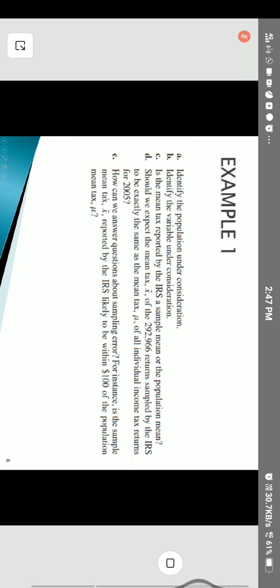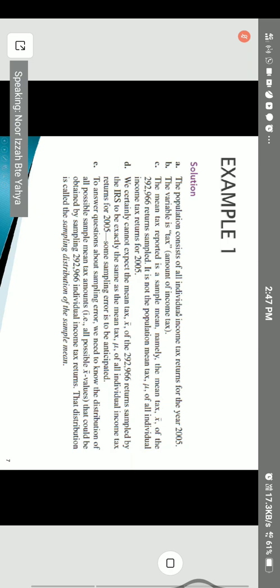X bar, called the sample mean, reported by the IRS, is likely to be within 100 of the population mean tax. Okay, mean tax of the population. Let's go on. What is the population? The population is all individual income tax returns, so 130 million. So the population is all people that pay individual income tax.